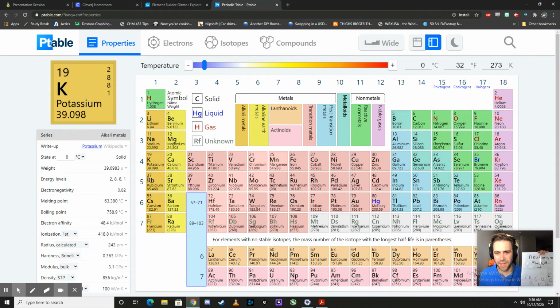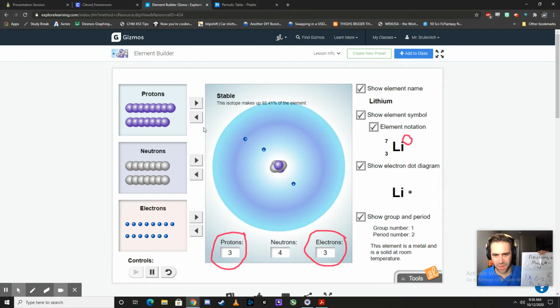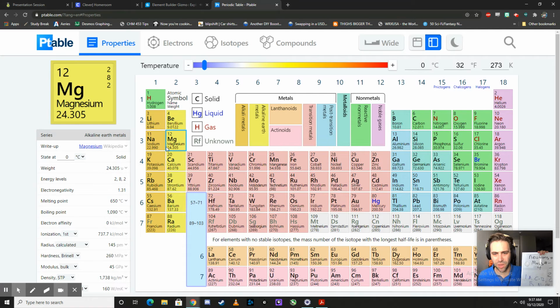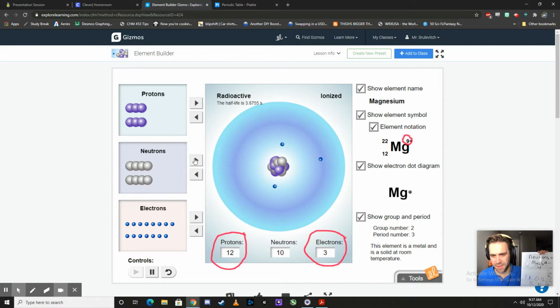Okay, here's the periodic table. Oh no, magnesium's 12. I can show you in here for sure. Okay, so let's make it 12 protons. All right, and let's see, what's the mass of magnesium? Magnesium is 24, so 12 and 12. There we go. Let's add some electrons to make it neutral.